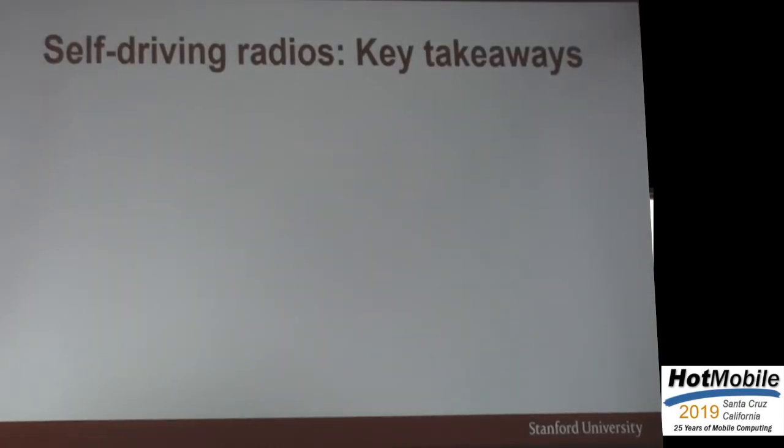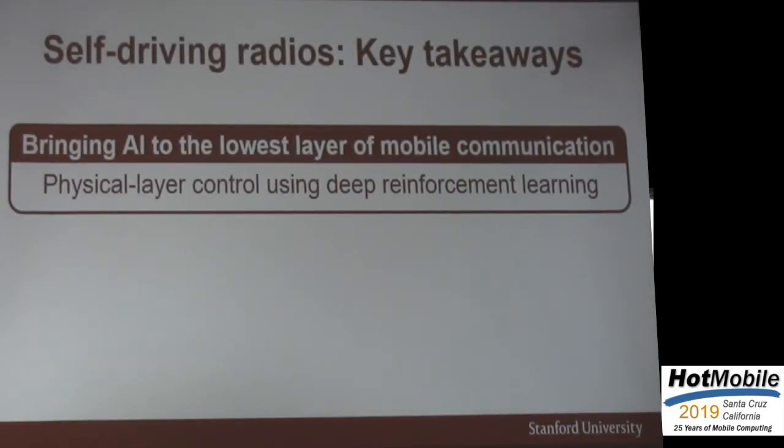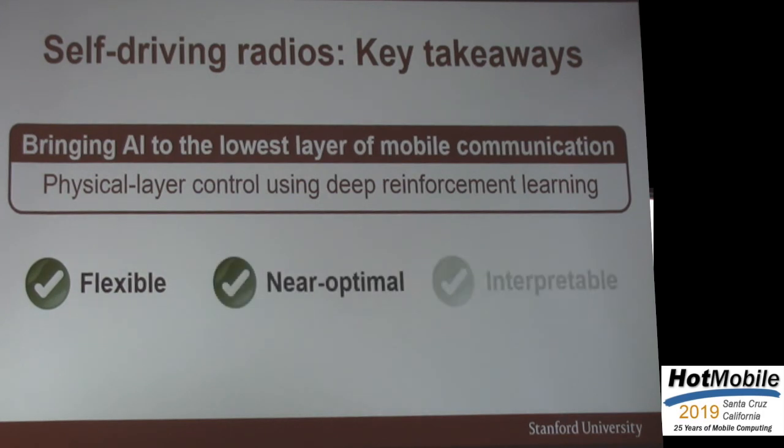Therefore, to conclude, with self-driving radios, we bring AI to the lowest layer of mobile communications. This approach is flexible, near optimal, and interpretable. It's flexible because it's cheap and fast to adapt the 5G radio stack to new scenarios. It's near optimal. It beats state of the art and comes close to the theoretically optimal solution. It's interpretable because the behavior of the agent gives us valuable insights into designing better handcrafted algorithms too.